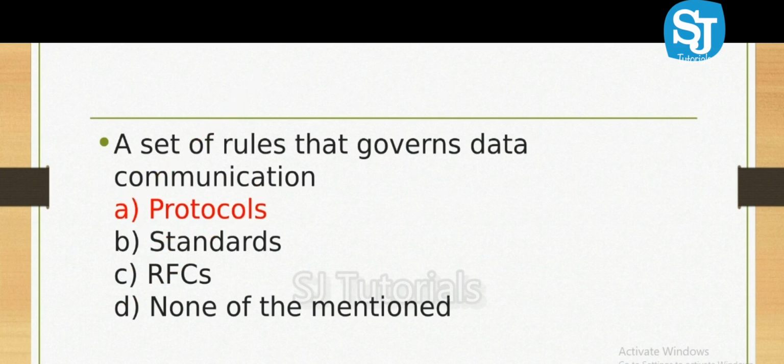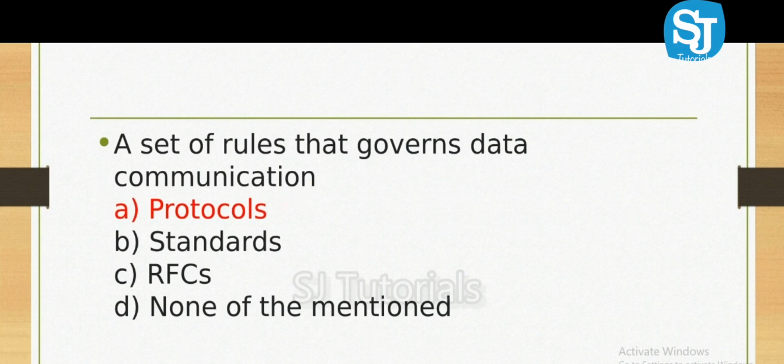The correct answer is A, because protocols are the rules and regulations used in data communication, that is, from sender to receiver. Some procedures are a must when sending from sender to receiver, because the data transfer rate, the headers and layers are added, and the sender and receiver are identified, and all these procedures are used in the protocol.